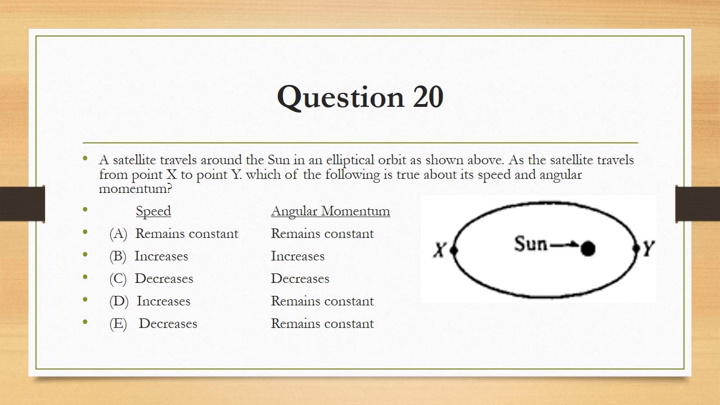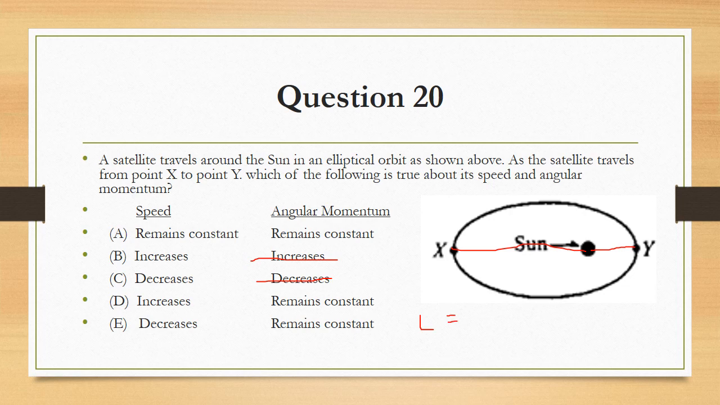So the first thing you need to just know, it's just a fact, is that anything orbiting has a constant angular momentum. So we can eliminate answer choices B and C. But because it doesn't always have the same radius, let's look at y and then let's look at x here. Clearly, those are different distances. X is farther from the sun.